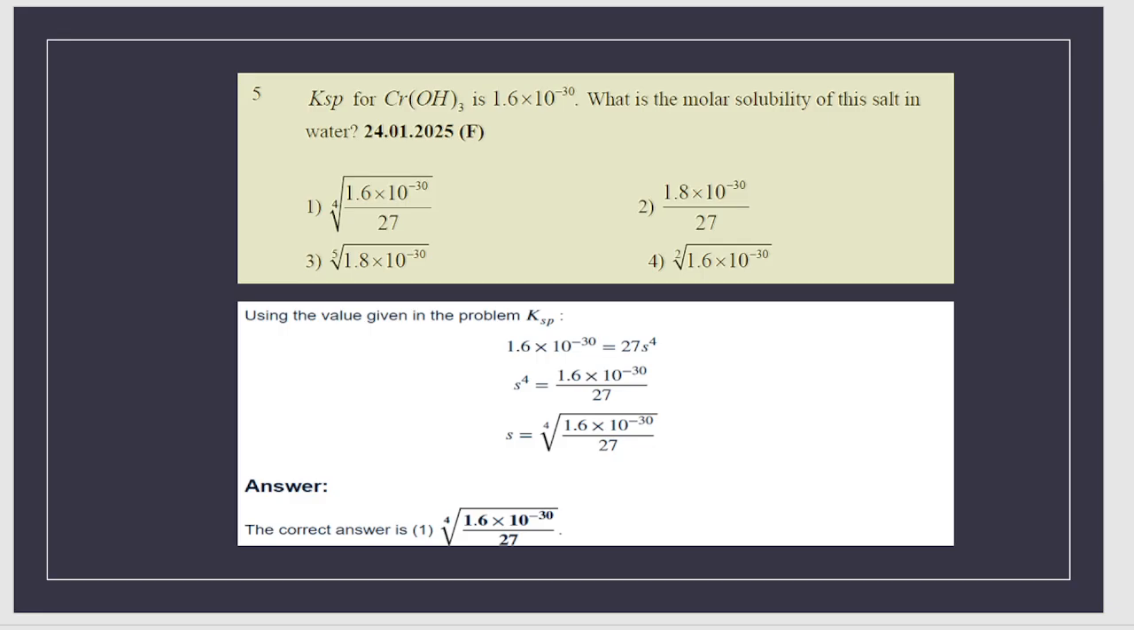For AB3 type, the relation between Ksp and the solubility is nothing but Ksp is equal to 27 s power 4. From that, the s value is the fourth root of Ksp by 27. So here, you can clearly see the solution where we are getting the answer as the first option. Okay, now next one.